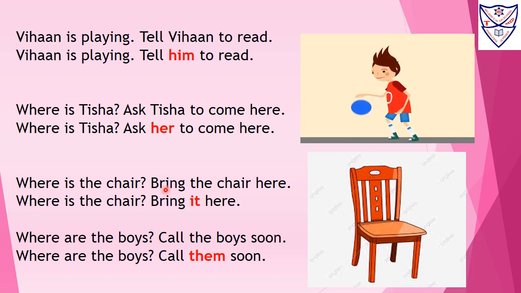Where is the chair? Bring the chair here. Where is the chair? Bring it here. So it we have used in place of chair. Where are the boys? Call the boys soon. Where are the boys? Call them soon. So here in this sentence, them we have used in place of the boys. So the words like he, she, it, you, they, her, him, it, these all are called pronouns.